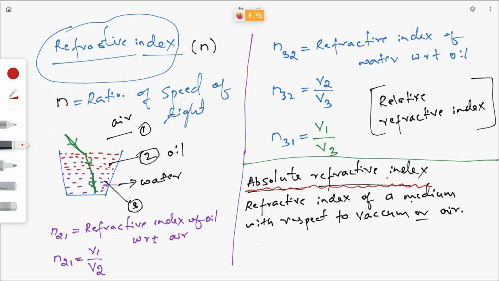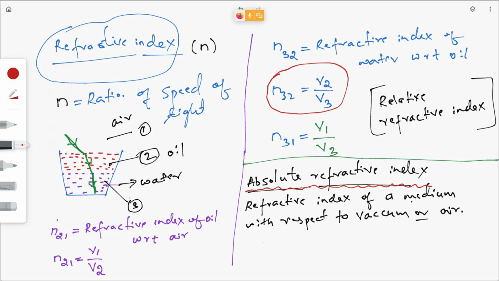Okay, relative refractive index and then absolute refractive index, both are same. This will remain same, ratio of speeds. Okay, so the thing is, this first medium is always vacuum or air. For example here, what is this N32? N32 is a relative refractive index because here you have water and oil.